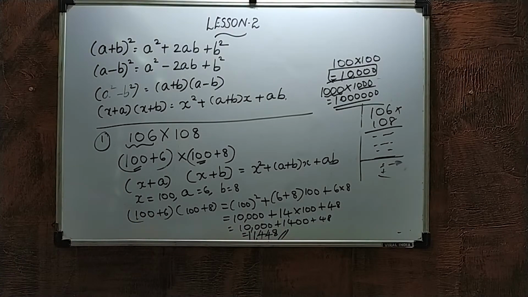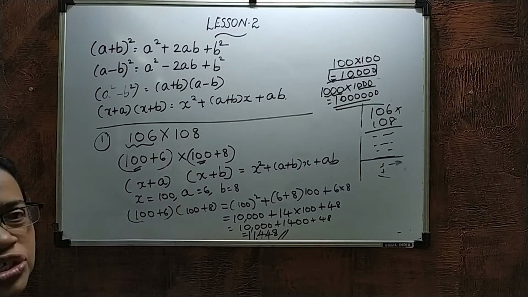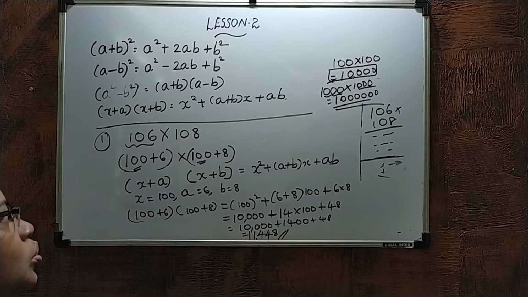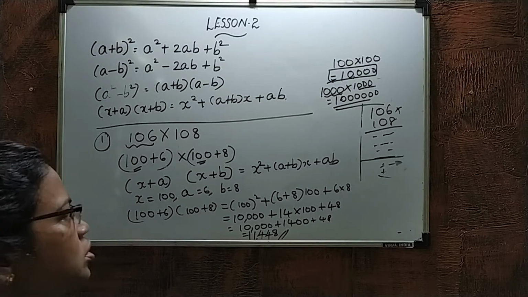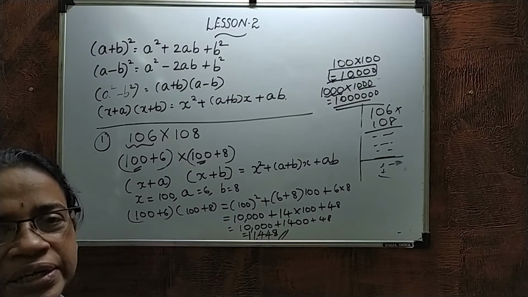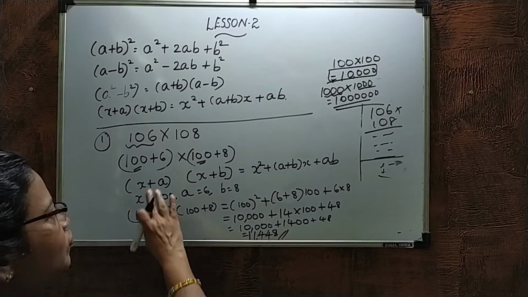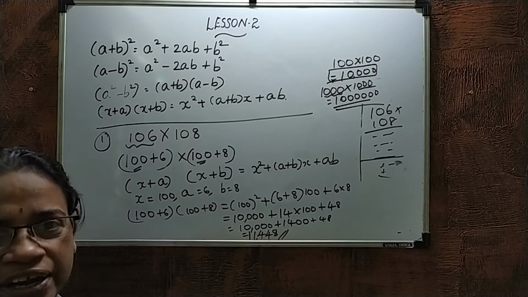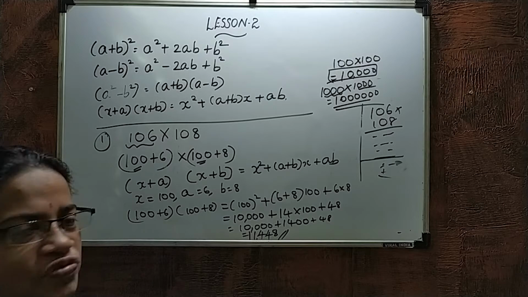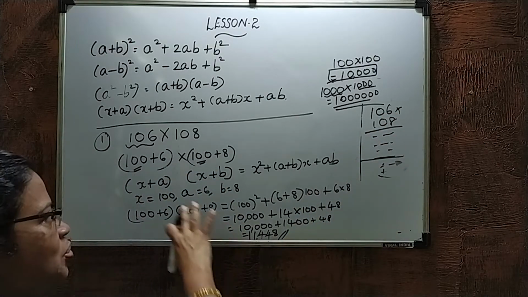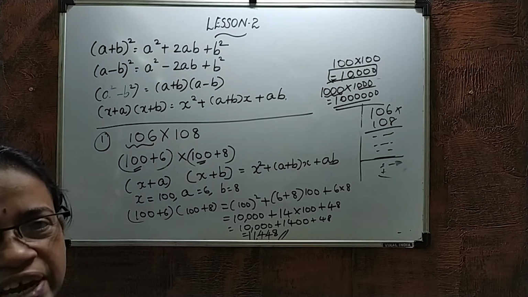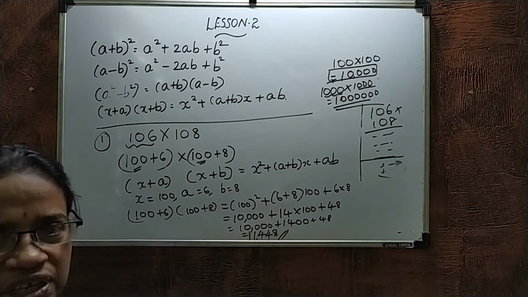11,448 will be the answer. What all things we did? We have to split the numbers into 100 plus something or 100 minus something, like that you have to take. Always use 100, 1000, 10,000 etc. for finding the products using the identities. This one you can use in the future also. Just to find out the products of bigger numbers, just split like this and then use the identity. You will get the answer very easily.